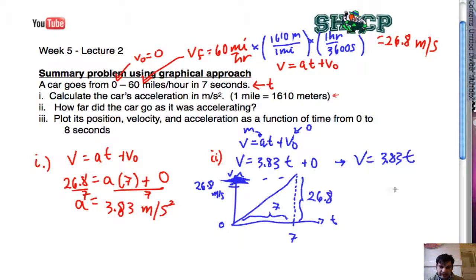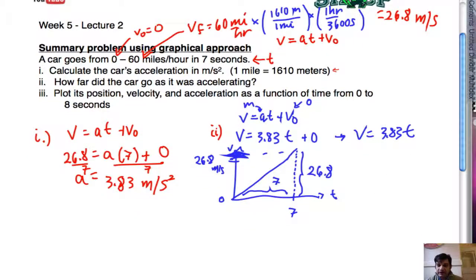The width is 7. And so to get the area of this triangle, to get the displacement, delta x equals the area, because we want to know how far it went. That's going to be 1/2 times base, which is 7, times height, which is 26.8. So when we do this math, I'll just do the math here. You can do this in your calculator.